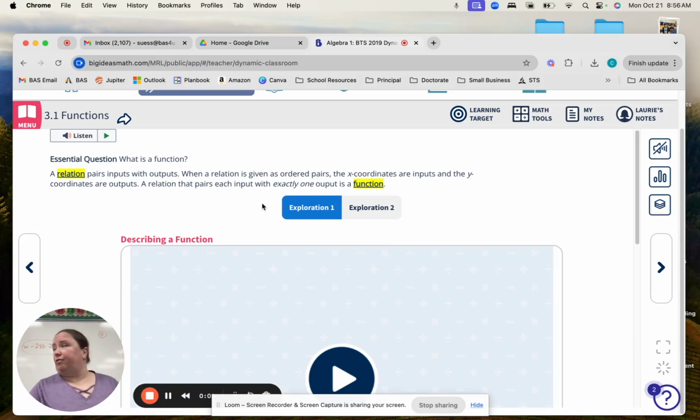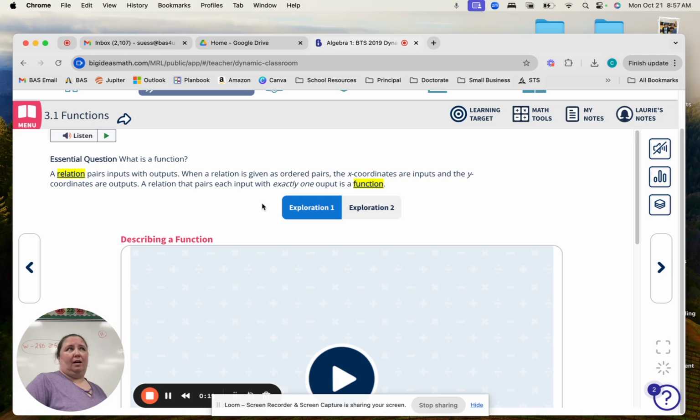All right, this is lesson 3.1, functions. So let's go over some of the vocab. Somebody tell me what the vocabulary word relation is discussing. A pairing of inputs with outputs. Okay, do you understand what inputs and outputs are? Going in and going out. That's good. That's a good way to say it.